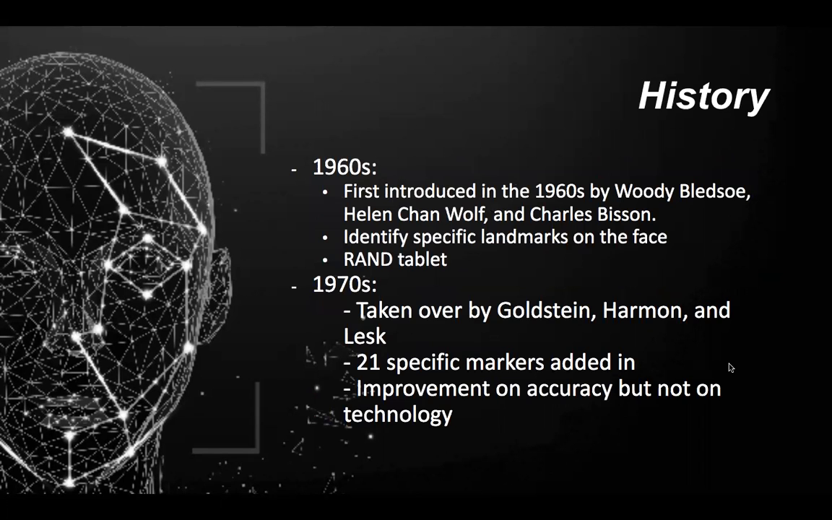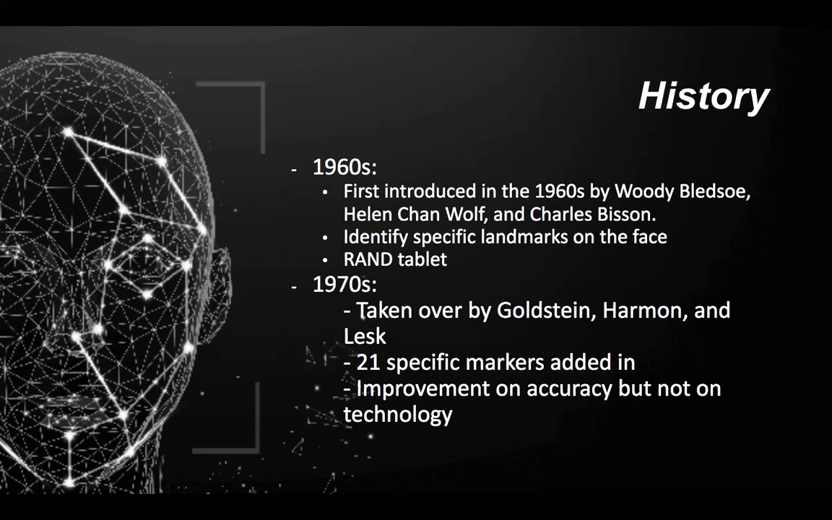Facial recognition was first introduced to us in the 1960s by Woody Bledsoe, Helen Chan Wolf, and Charles Bisson. Although most of their work went undocumented, they came up with the concept of identifying specific landmarks on the face. They did this by using the RAND tablet, which allowed them to manually record the coordinate locations of the facial features. This would measure the coordinate locations of many facial features, including the eyes, nose, hairline, and mouth. After these were manually recorded, they were put into a database.